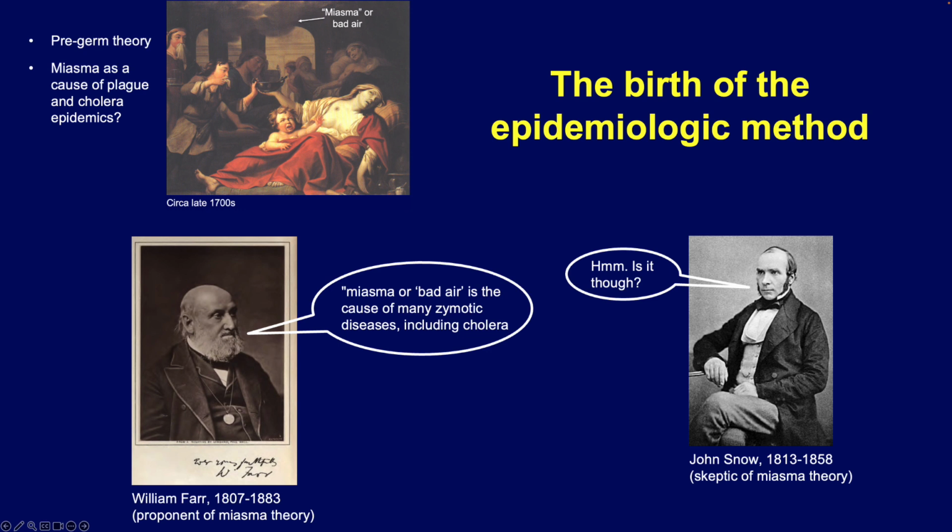They did much of their work prior to the advent of germ theory, that is, the theory that microorganisms too small to see with the human eye were a cause of infectious diseases. William Farr, the general registrar, believed that miasma, or bad air, was the cause of many infectious diseases, including cholera. And John Snow, an anesthesiologist, was a skeptic of miasma as a cause of cholera.